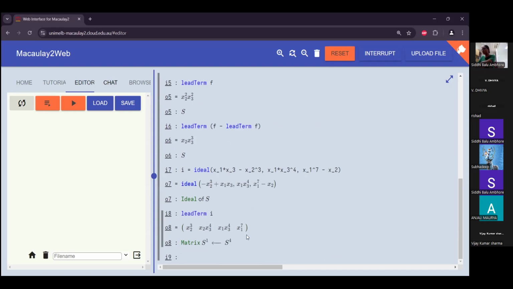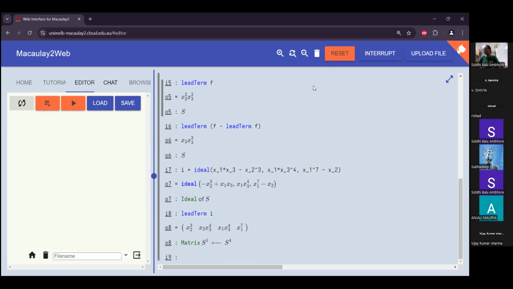Okay, it gives me an ideal which is generated by all the initial terms of elements from this ideal I. Is it okay? This is how we can also find the initial ideal of our ideal I. The lead term of a polynomial gives me the initial term, and when I do the lead term of an ideal, it gives me the initial ideal of that ideal I. Is it okay?